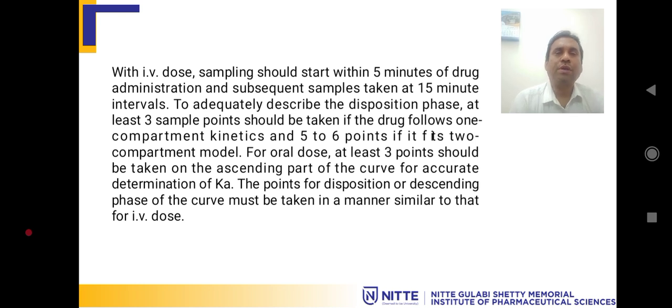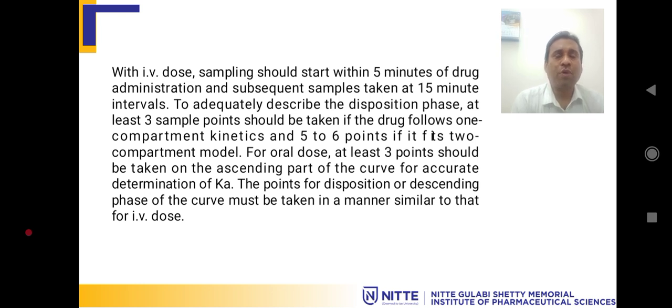With the IV dose, sampling should start within 5 minutes of drug administration and subsequent samples are taken at 15-minute intervals. To adequately describe the disposition phase, at least 3 sample points should be taken if the drug follows one compartment kinetics, and 5 to 6 points if it follows the two compartment model.